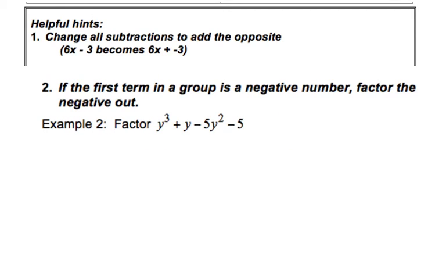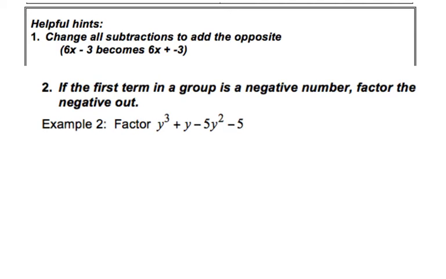So just some helpful hints. Change all subtractions to add the opposite. Adding negatives is a lot easier. And then if the first term in a group is a negative number, factor the negative out completely so that you don't have to deal with that. Makes it a lot easier to deal with later.